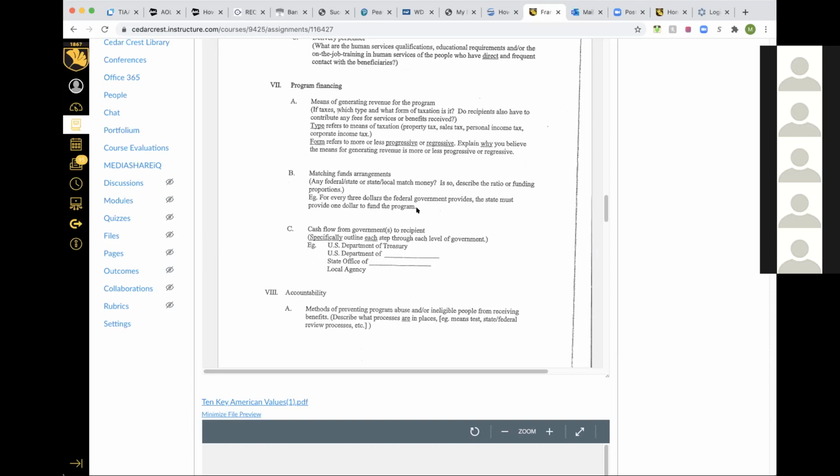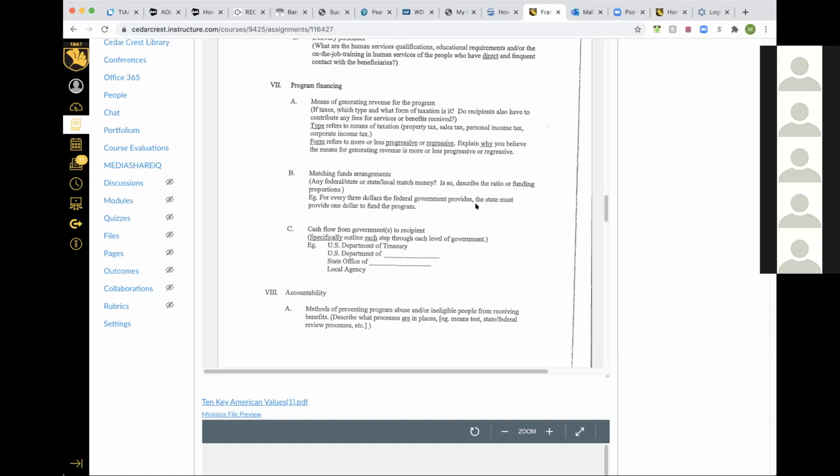Matching funds arrangement. This may or may not be true of your program. Are there any federal, state, or state local match money? That doesn't mean do you have money to buy matches? No, no, no. This means does the government put up, well, I'll give you an example. For every $3 the federal government provides, the state must provide $1 to fund the program. So if there is any match money, you need to describe the ratio or funding proportions.